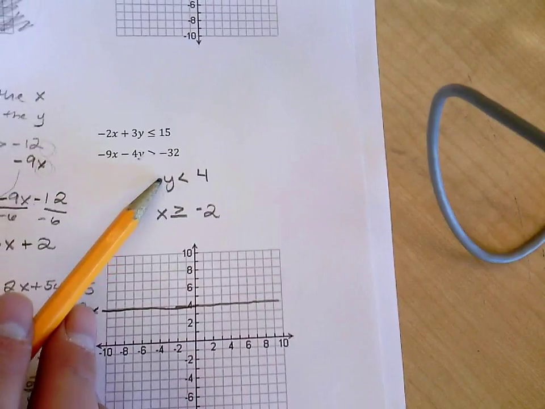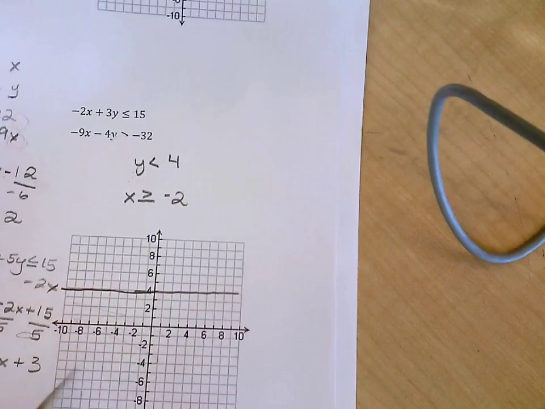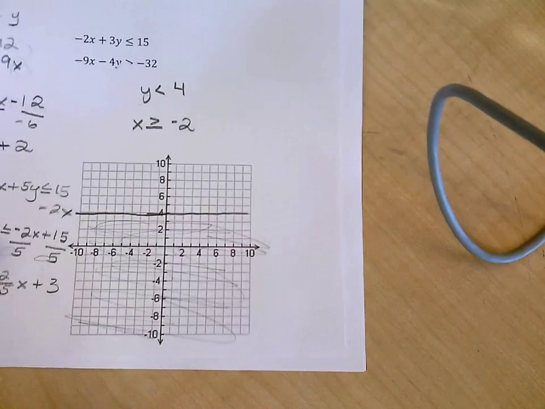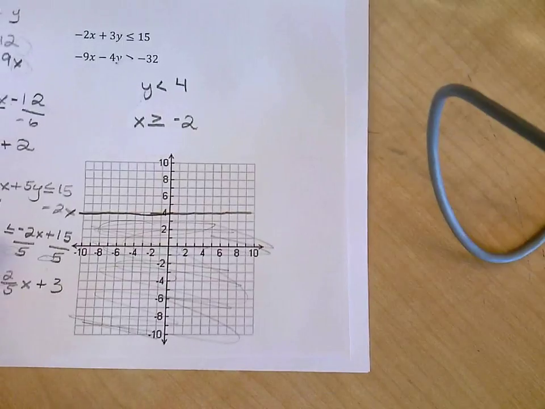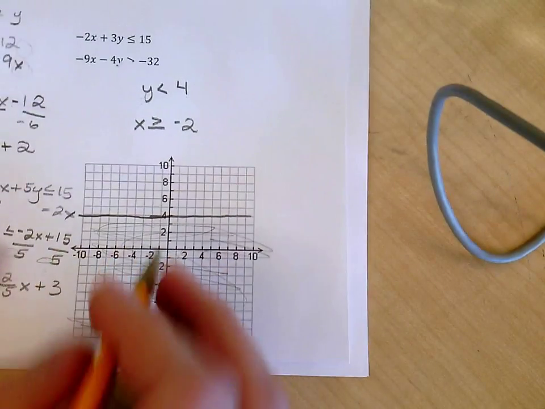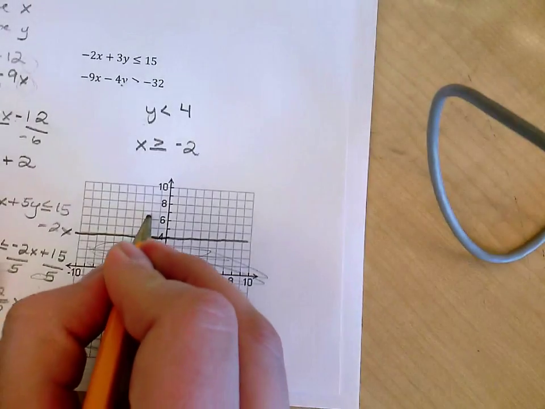Okay, now this next part's pretty easy. Y is less than, you shade below the line. Okay, shade below the line. Now the x is -2. Same idea, but in reverse direction. Instead of a horizontal line, I'm going to make a vertical line where x is -2, which is right here.